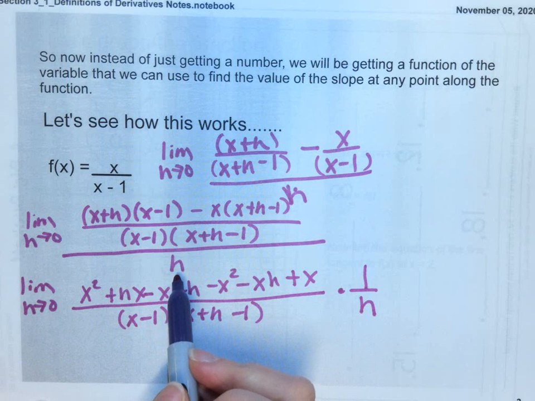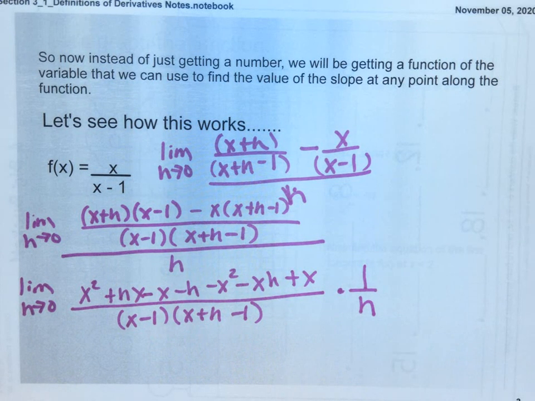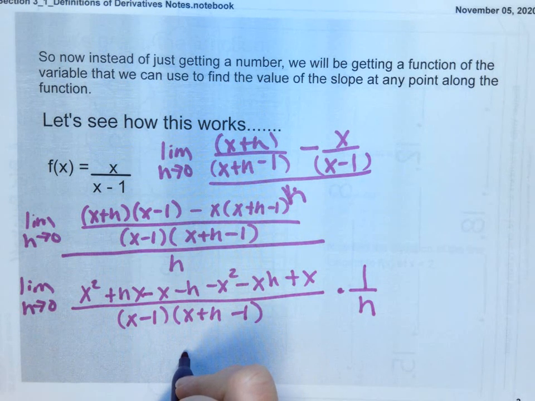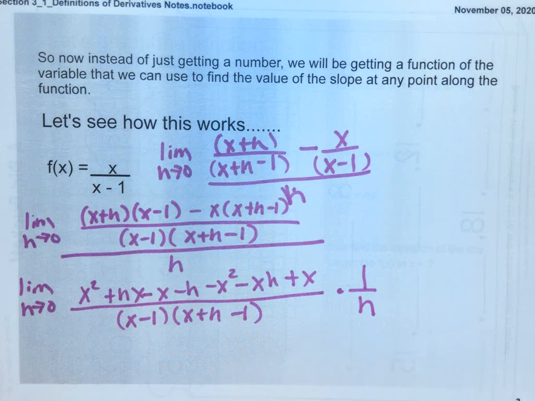Instead of dividing by h, I'm going to multiply by 1 over h so I can cancel it. So I could have that h down here again, but I don't want it down here. I want to get rid of it, so I'm going to put it over here as 1 over h. Okay, so far so good? All right, so now we can clean up what we can clean up. Let me grab a different color. We'll use blue, I guess.